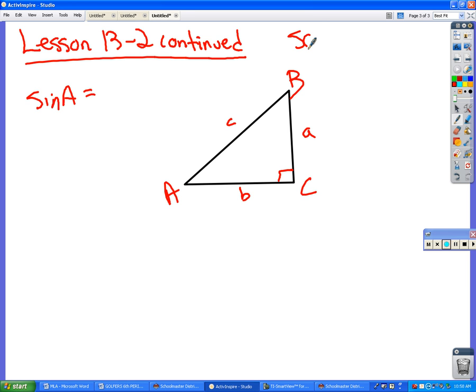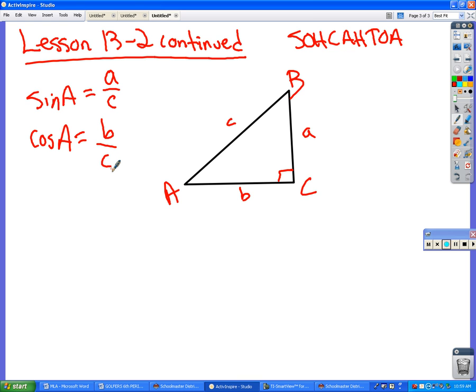Opposite over hypotenuse. Okay, so SOHCAHTOA. Sine of A is, in this case, the opposite side, which is A, over the hypotenuse, which is C, right? And cosine of A is the adjacent side, which is B, over the hypotenuse, which is C. And tangent, well, we're going to stick with sine and cosine mostly.